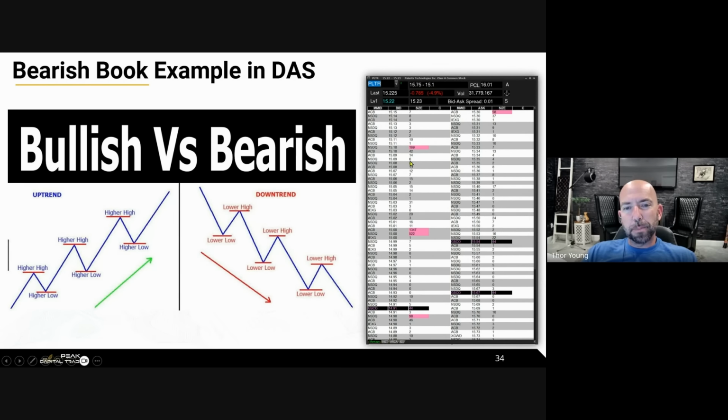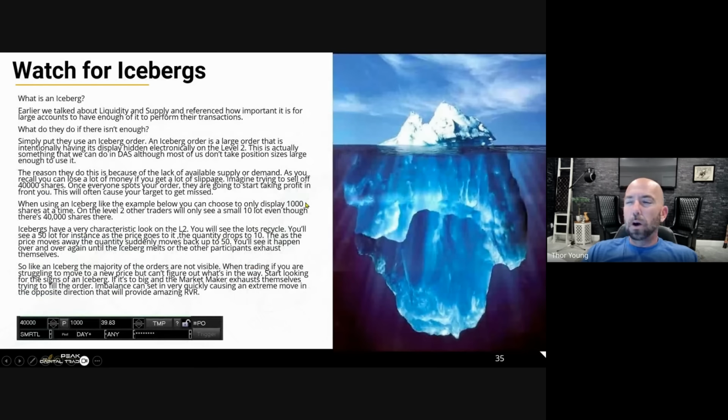So this is a bearish example of a book here. You can see to the downside, we have all large orders pointing towards the downside. So for this ticker, if volume hits the bid in market orders, it's going to run straight down. One of the other things which I really like to isolate and look for is something called an iceberg.